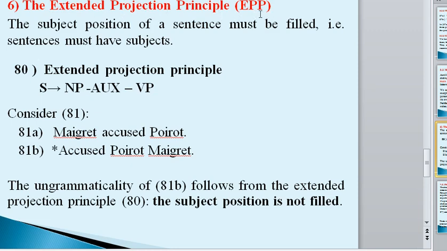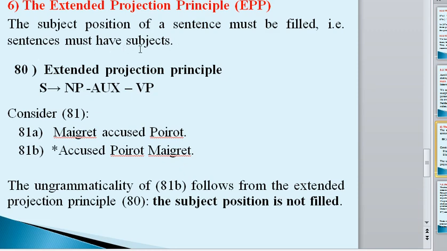It's a kind of principle. What is this principle? The subject position of a sentence must be filled. This is the definition of this principle. The subject position of a sentence must be filled. It means that sentences must have subjects. This is the principle, the rule.